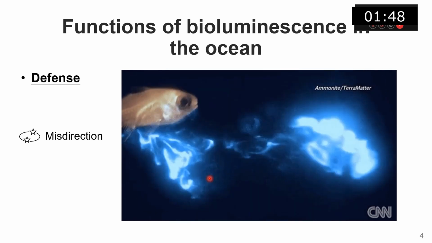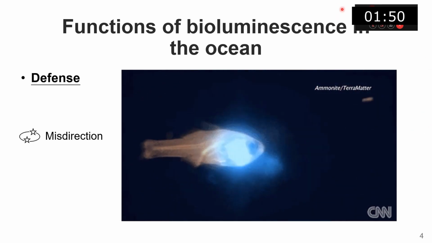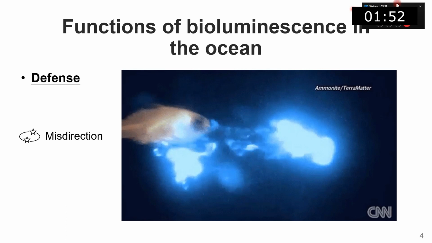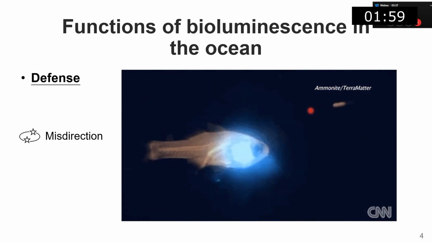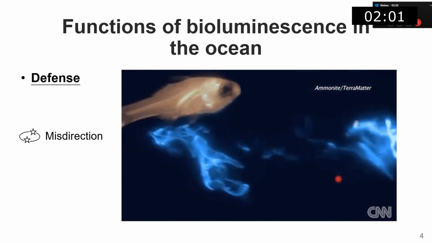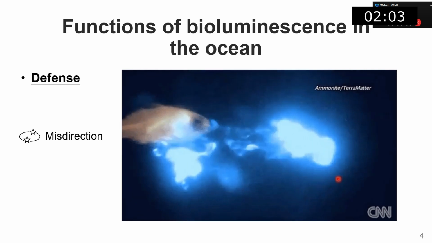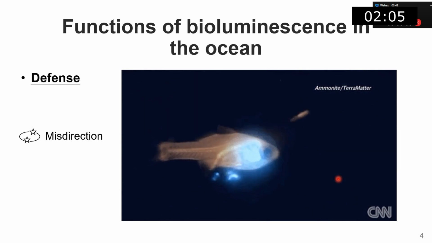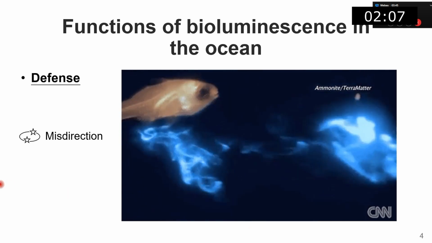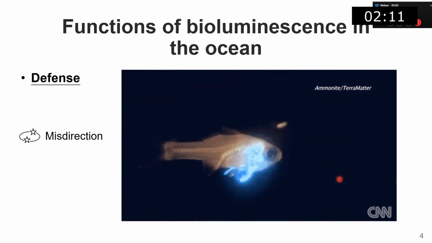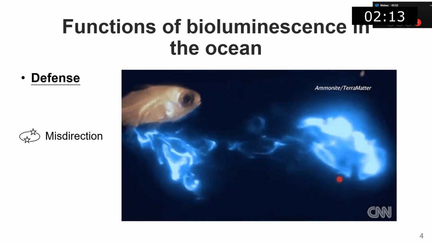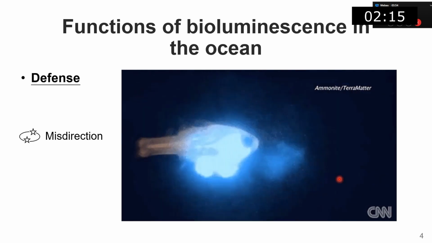And what is the function of bioluminescence in the ocean? The first one is defense. We can see this fish emit a bioluminescent liquid to create smoke, and the liquid misdirects its predator and gives it time to escape, just like the ink of a squid or octopus.